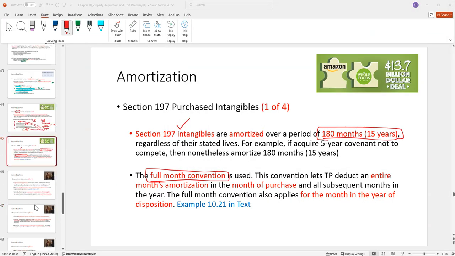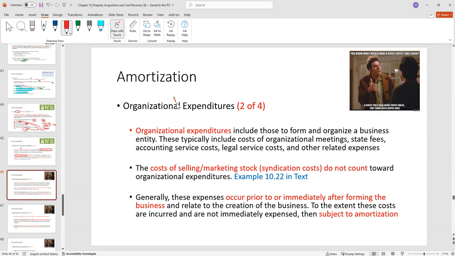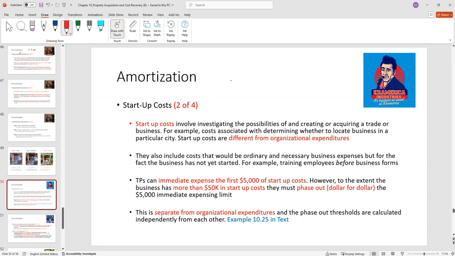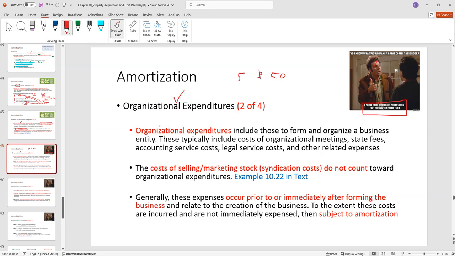Let's now talk about organizational expenditures. We have Kramer over here, and he has this great idea about a coffee table book about coffee tables. He wants to start this business. For organizational expenditures, you just have to remember 5 and 50. Same with startup costs, 5 and 50. That's going to be the magic words that we need to know.